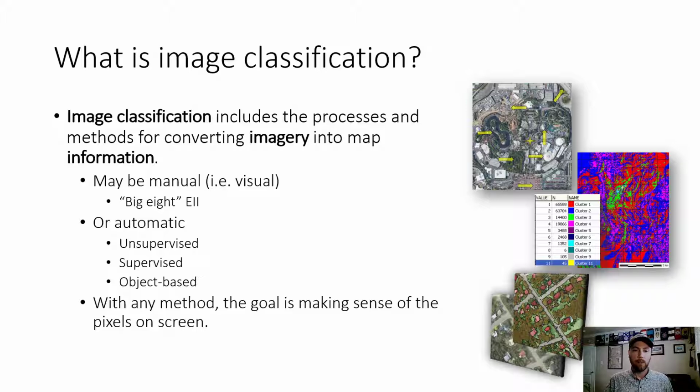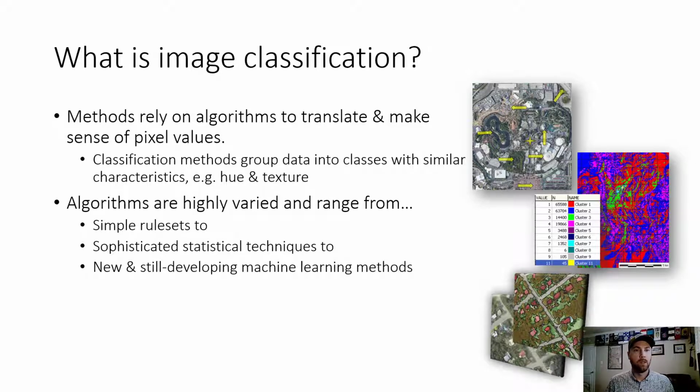So with any method, the goal is to make sense of the pixels on screen, right? So you have raw data, pixels in a raster image. It's to make sense of it. It's to pull actionable intelligence from those pixels. So the methods rely on algorithms to translate and make sense of the pixel values. Remember, a pixel can be a representation of the reflectivity, the reflectance of the landscape. It's a spectral signature, or it could also be reflective of some other sensed value like elevation or temperature or ocean depth or something of that effect, right? So classification methods group data into classes with similar characteristics, for example, hue and texture or perhaps temperature, right?